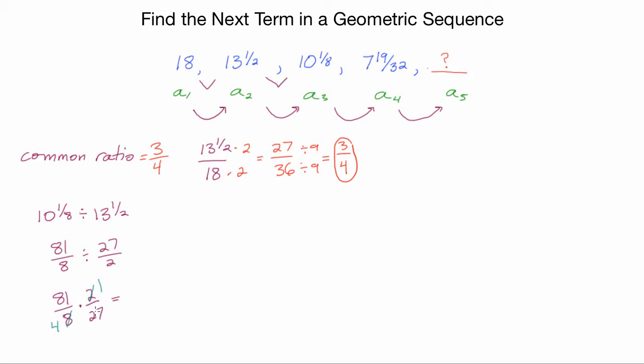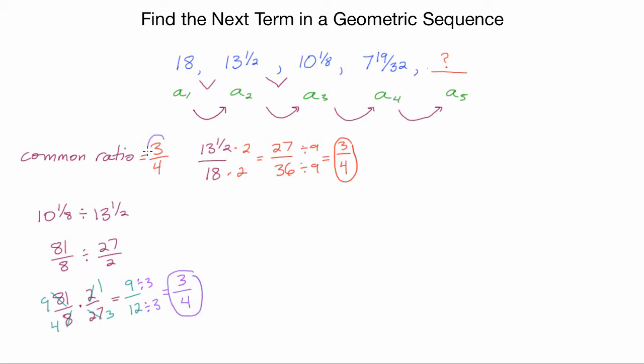Same thing with the 81 and 27. They both have a common factor of 9. So I'm going to go ahead and divide that 9 out, leaving 9 over 3. So 9 times 1, 4 times 3 is 12. I actually could have reduced it down even further, because 9 and 12 both have a factor of 3. So I'm going to divide out that common factor of 3, and I still get down to 3/4.